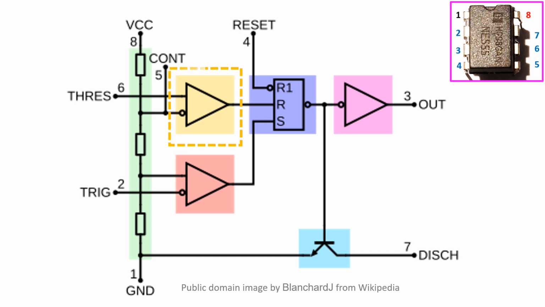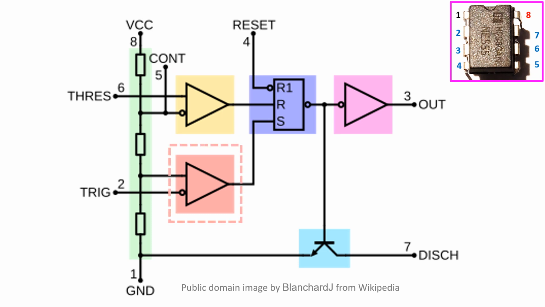Threshold comparator's negative input is connected to the upper reference voltage of the voltage divider, which also receives control voltage from pin 5. Positive input of the threshold comparator is from pin 6. If control pin 5 is not being used, it should be connected with a 10 nanofarad decoupling capacitor to the ground pin 1 to ensure that electrical noise does not affect the internal voltage divider.